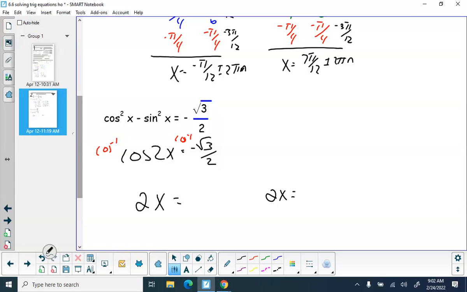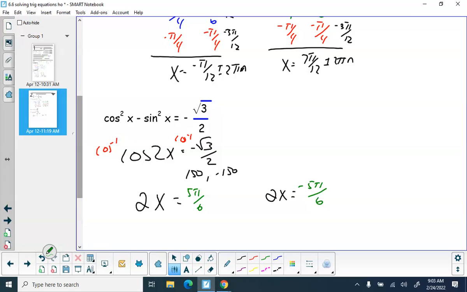Inverse cosine of negative square root of 3 over 2 is what, Brianna? Inverse cosine of negative square root of 3 over 2. 150. We have 150, and then we have its opposite, which is negative 150. So 150, once again, is 5 pi over 6, and negative 5 pi over 6.